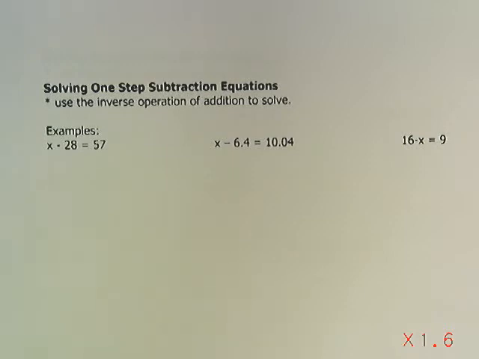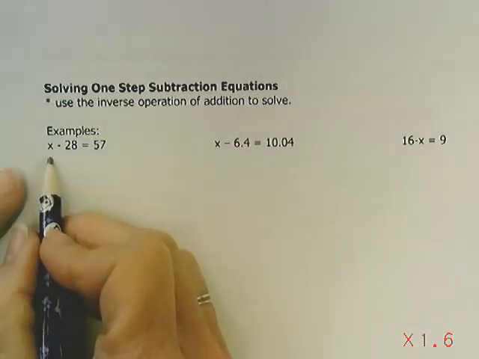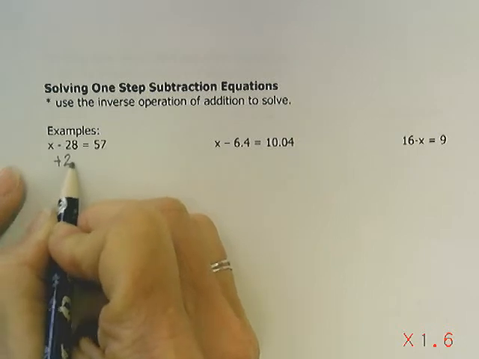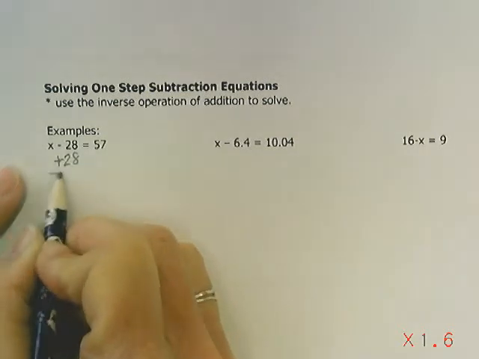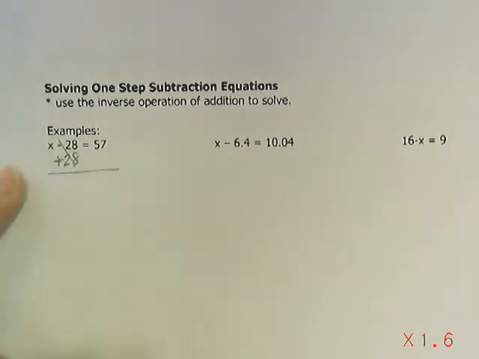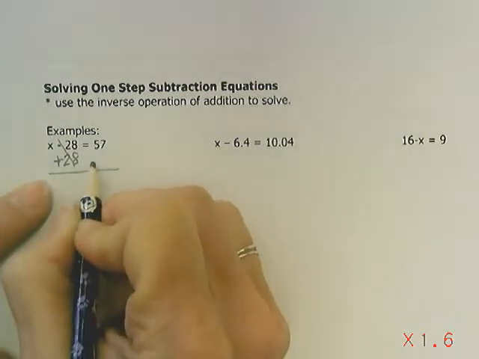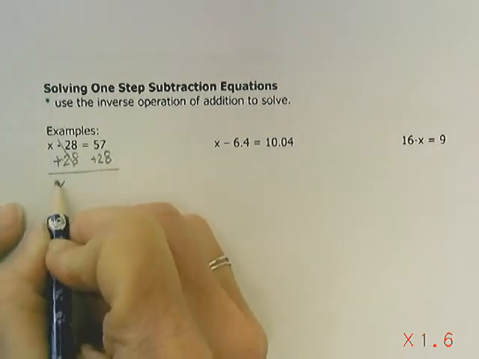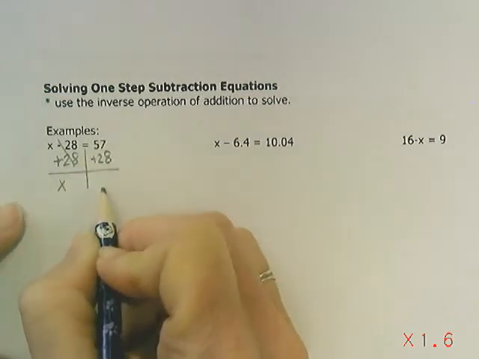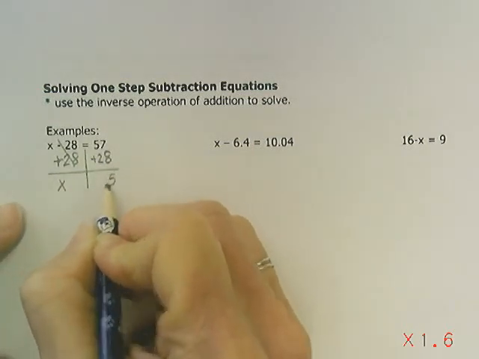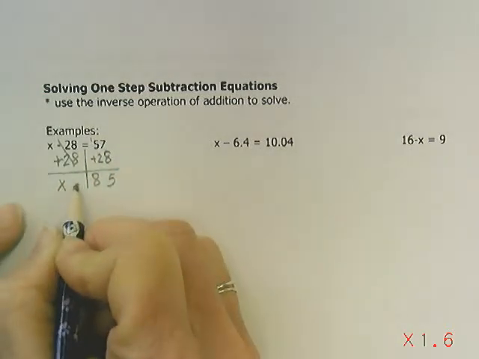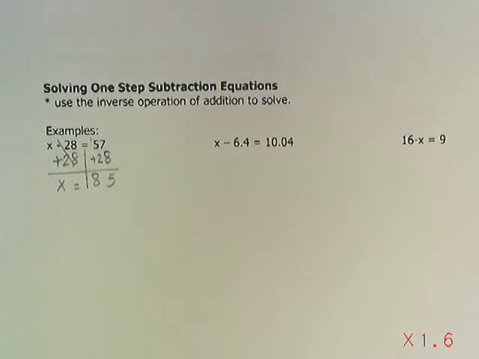We're going to use the inverse operation of addition to solve these. So we have some number that we're taking 28 away from. That means I want to add 28 back to it so that I end up with just my original number. If I add 28 to the left-hand side, we do have to add 28 to the right-hand side. So we're left with just x on the left, and 57 plus 28 is 85. So that means the value of x is 85.